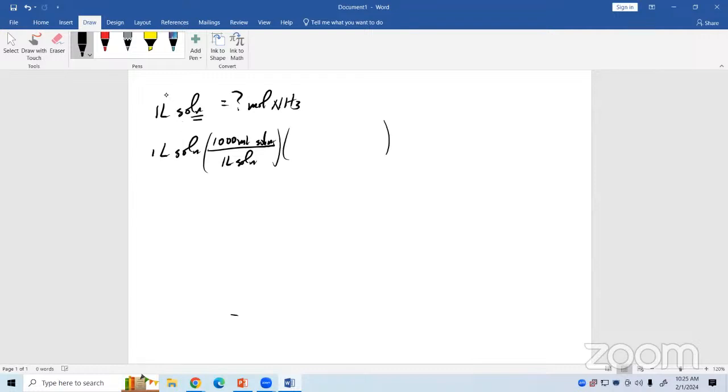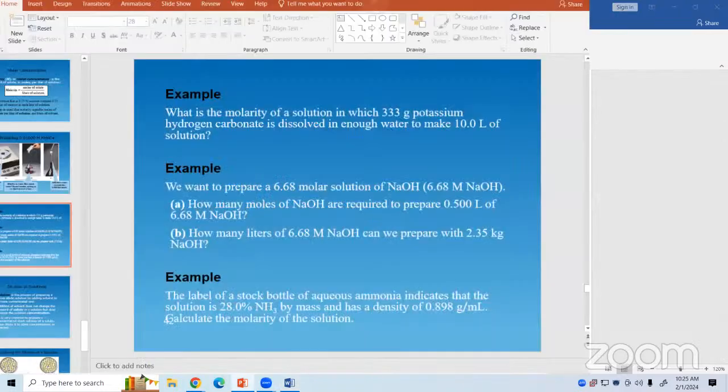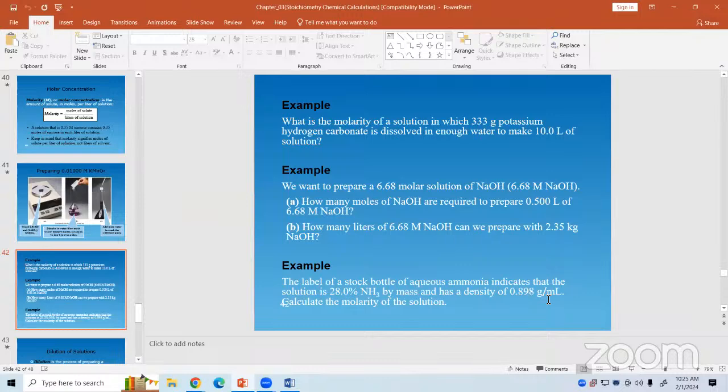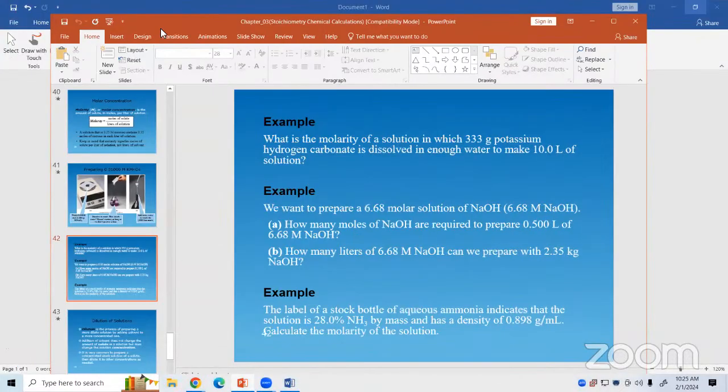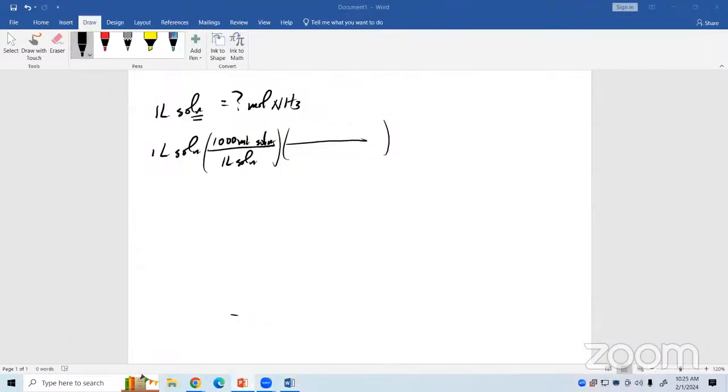The next step is that I'm going to use a density value. So let me just show you what I'm talking about here. This is a density right here, 0.898 grams per mil. That's the density of the solution, all right? So we can find out the mass of the solution in 1 liter by doing this: 1 mil of solution down here and 0.898 grams of solution, right? So this conversion factor here is basically the density of the solution.